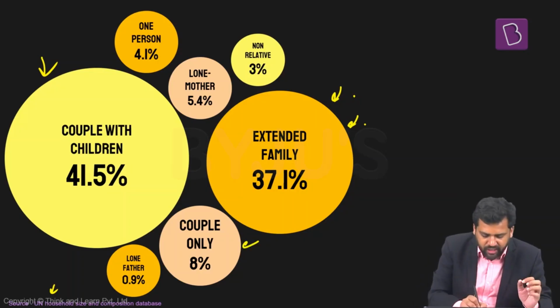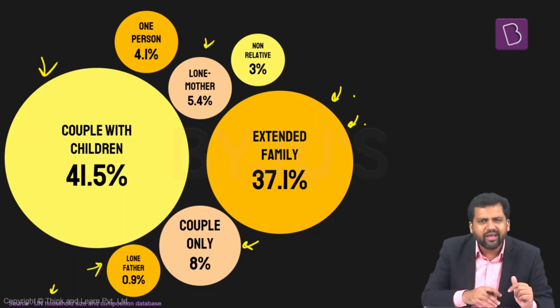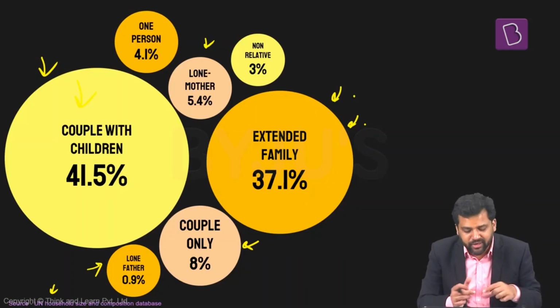Also, there are other combinations. Couple only is 8%, lone mother 5.4%, lone father 0.9%. So these are all the different kinds of variations. One thing to notice: the most common kind of household is couple with children. The second most common household is the extended family.